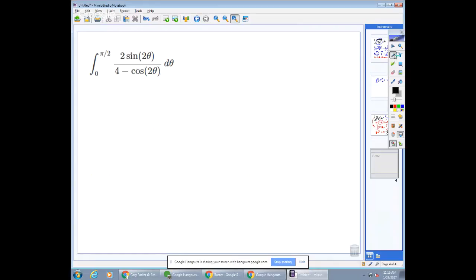So I, after a couple of failures, said, let's let u equal 4 minus the cosine of 2 theta. So what would du be then? Let's see, derivative of the cosine is negative sine. Derivative of 4 is 0. So I get 0 minus a negative.